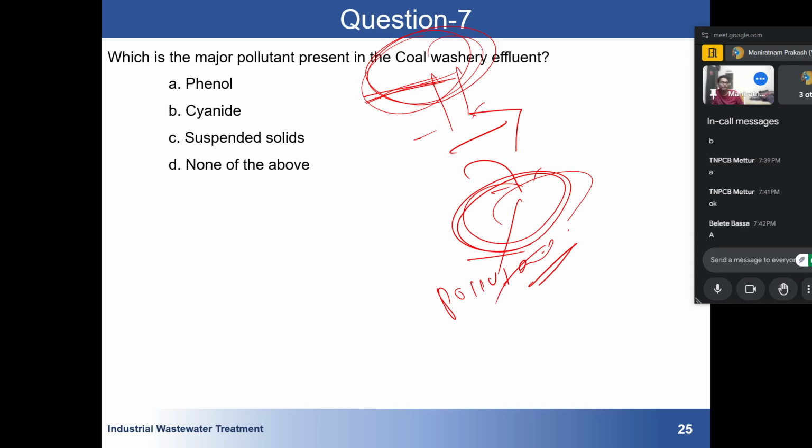Anyone? A. Phenol. Where is phenol being produced? Phenol or aromatic compound.